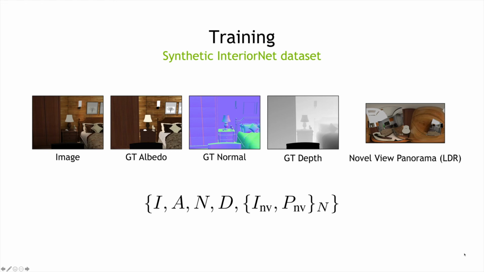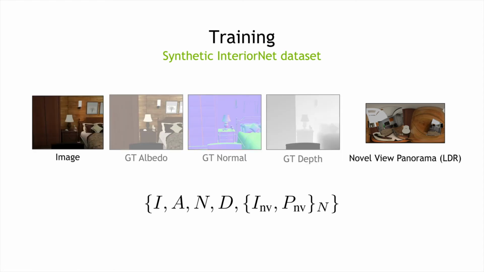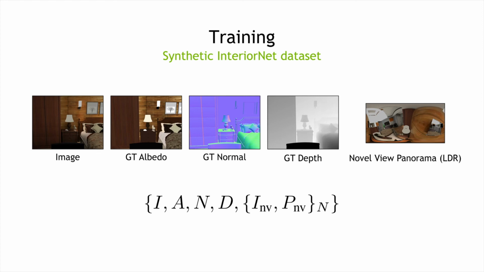To train the model, we use the synthetic InteriorNet dataset, which contains realistic renderings of panorama sequences for indoor scenes. For each input image, we have ground truth albedo, normals, and depth. We also have novel view panoramas and camera poses. These panoramas can indicate the lighting distribution at the corresponding camera center and can help supervise lighting prediction. Note that the panorama here is only LDR, so we can only use this information to supervise the LDR appearance of the lighting volume.